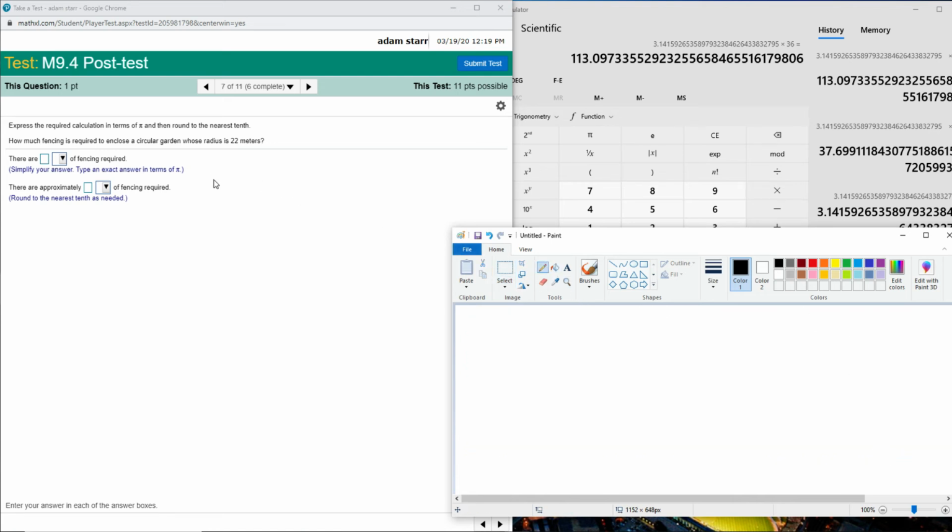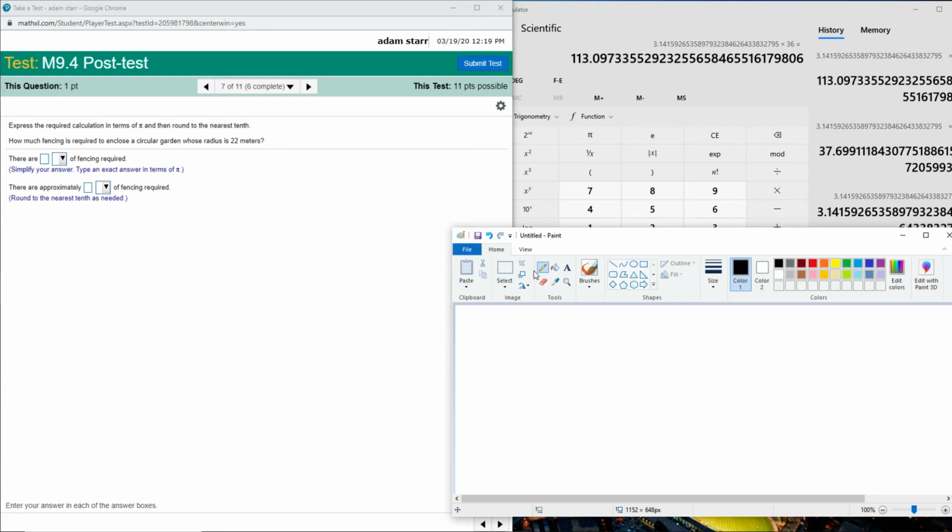Okay, next question. Express the required calculation in terms of pi and then round to the nearest tenth. So we want the exact with pi and then the rounded. How much fencing is required to enclose a circular garden whose radius is 22 meters?